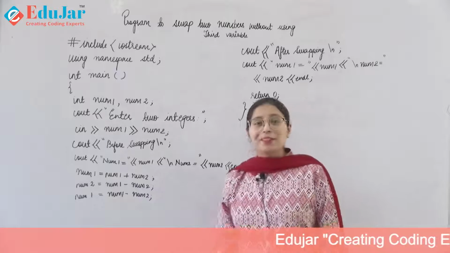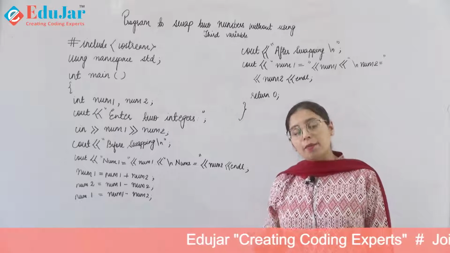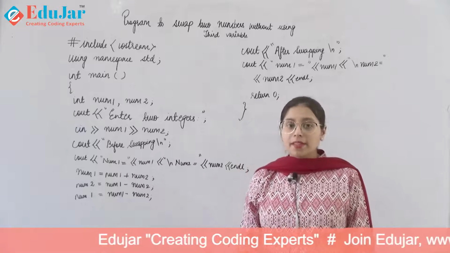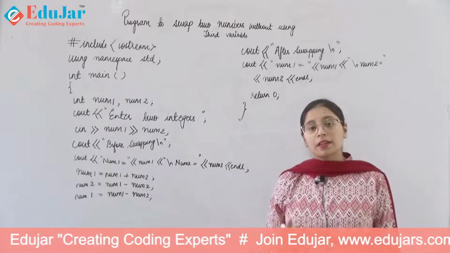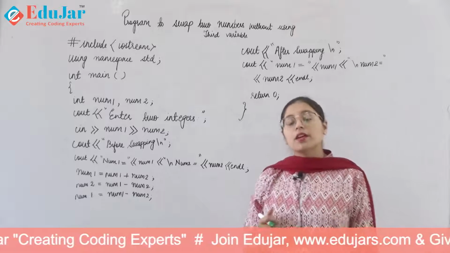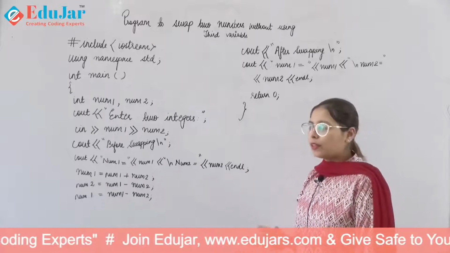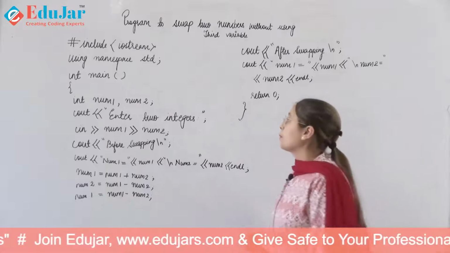What is swapping? Swapping is exchanging the values of two numbers. Suppose A has 20 and B has 30. So swapping means the value of B should come into A, that is 30 should come in A, and the value of A should come into B, that is 20. Whatever the values initially taken, they should get exchanged.